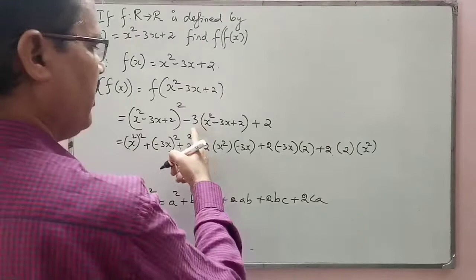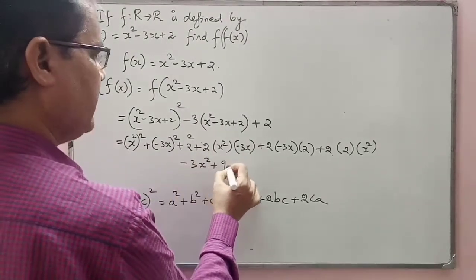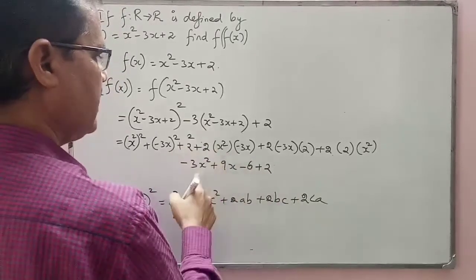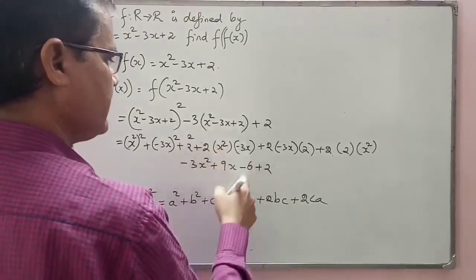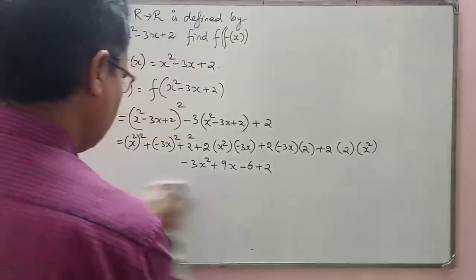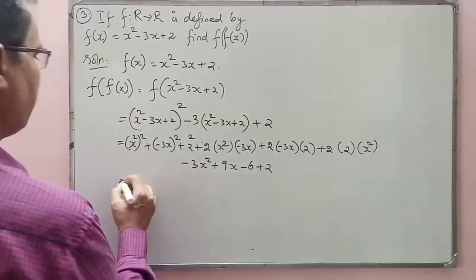Okay children, now for the remaining terms you have to take this negative inside. So minus 3x squared plus 9x minus 6 plus 2. Correct, children? Minus 3x squared plus 9x minus 6 plus 2. I am erasing this formula. I hope you have copied this formula and you also remember it. Now we will complete the question.